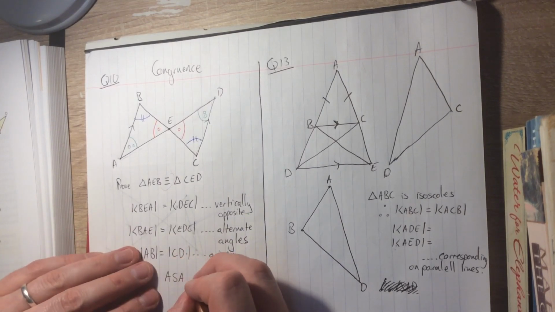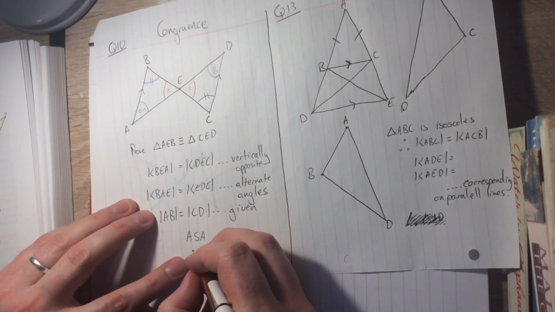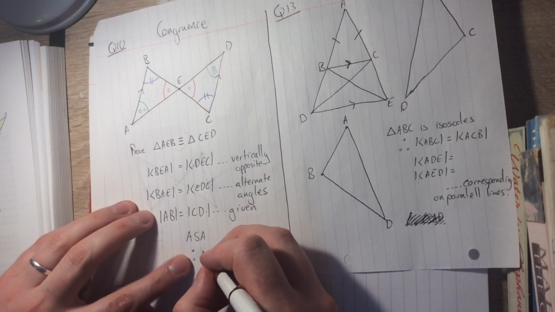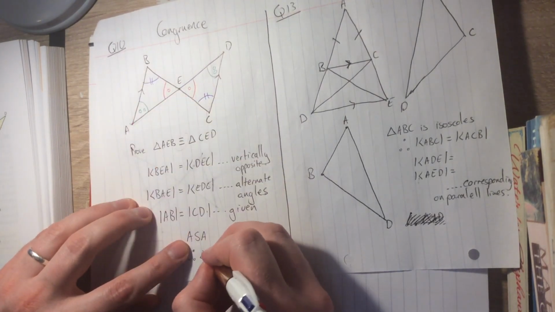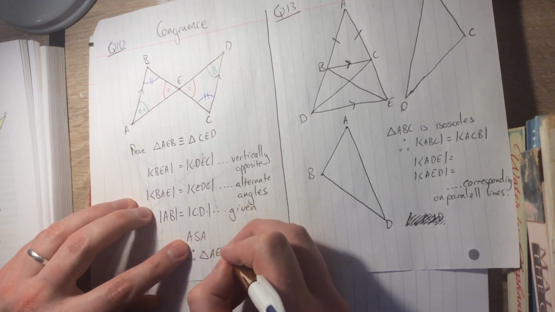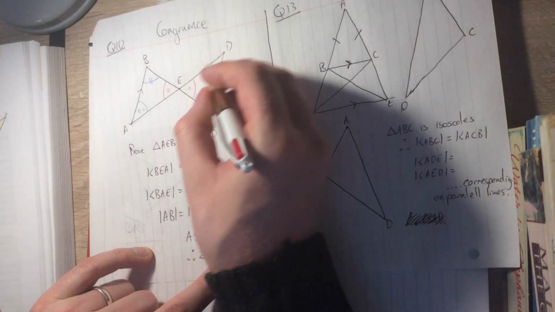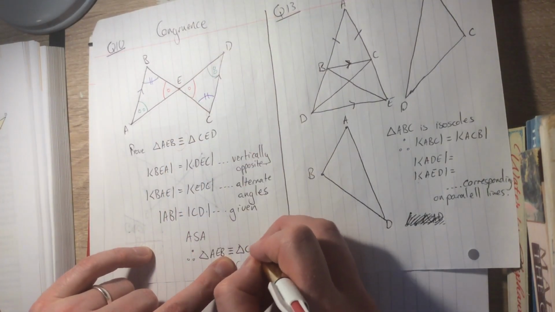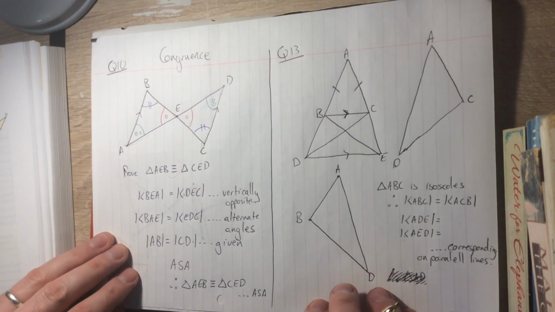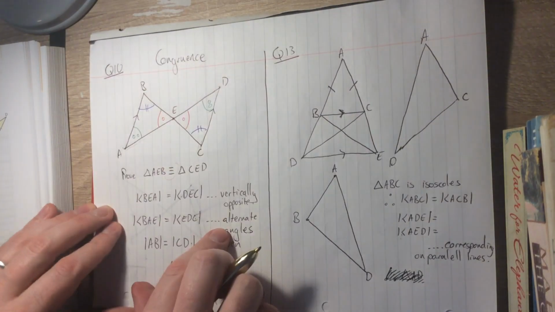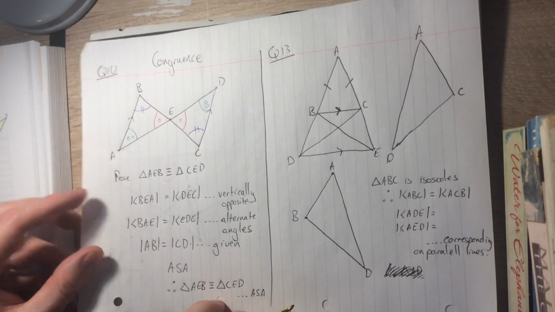So we can say, therefore, which is this symbol here, therefore, triangle ABE, or as I call it here, AEB, it doesn't matter what order you put them in for a triangle, it does for an angle, is congruent to the triangle CED, because we've met our angle, side, angle condition. Okay, so that's proof of congruence, which is quite a formal thing, and that's how I want to present it when you present your work as well. So make sure you've taken down question 10 into your copy.